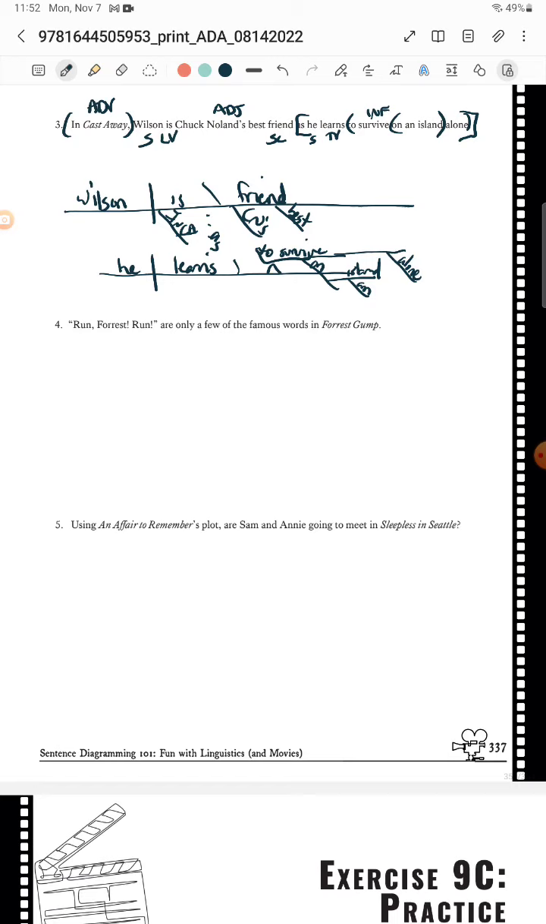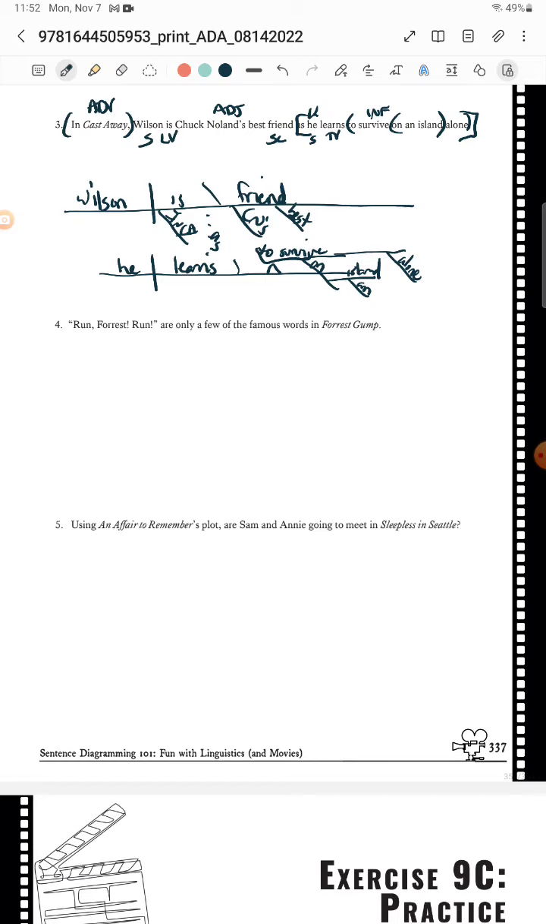Now, technically, if you wanted to get really grammatical, which is what we do in this class, I would argue that this he is confusing, because right now this he is referring back to Wilson, but Wilson doesn't learn how to survive. Chuck Nolan learns how to survive. So I would add the word. I wouldn't say he, I would say as Chuck Nolan learns to survive, because otherwise it's confusing. A volleyball can't learn to survive.